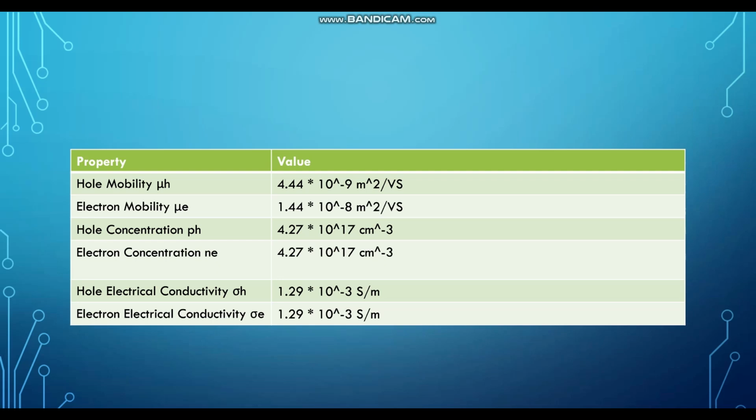Hole conductivity will be 1.29 times 10 to the negative 3 siemens per meter. And finally, electron electrical conductivity is 1.29 times 10 to the negative 3 siemens per meter. That concludes my portion of the questions.